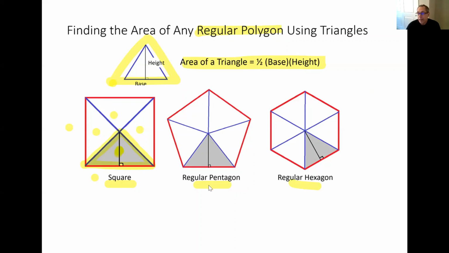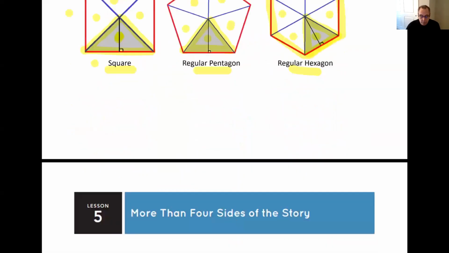Same thing for the pentagon. If we can find the area of this one triangle, and then we realize there are 5 of them, the area of this pentagon can be calculated by multiplying that gray triangle by 5. Similarly for the hexagon, we know that one, and there are 6 of them. Then the area of the entire hexagon is 6 times the area of that gray triangle. Make sense?